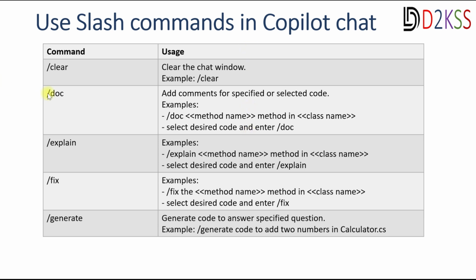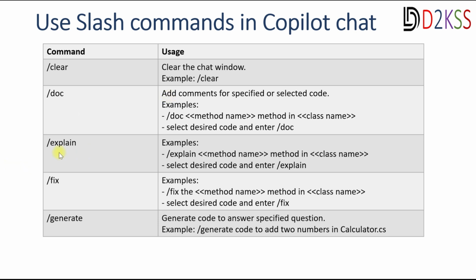But using this doc command, the GitHub Copilot Chat window will help write those comments on top of methods automatically, without the developers writing them manually. So developers will save a lot of time. They don't need to spend time writing these kinds of comments for specific methods.